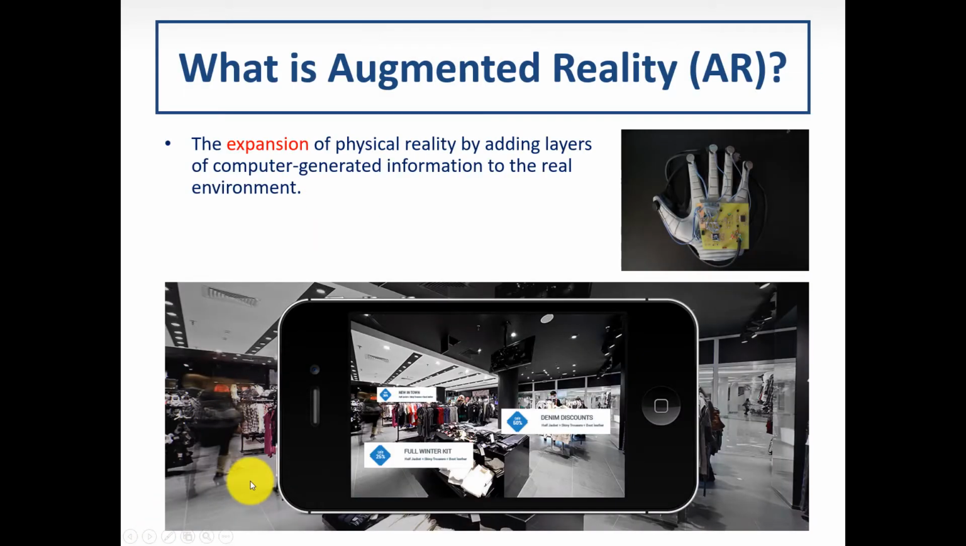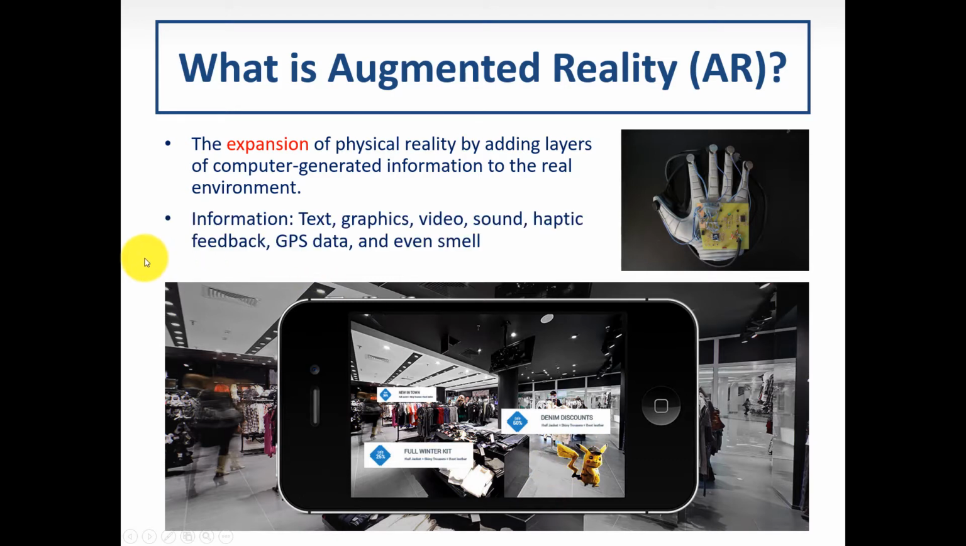So let me show you what augmented reality is. It's basically an expansion, an enhancement of the real world. Just like in this case, we have a phone, we have the reality, the store, and here we get additional virtual information telling us about denim discounts and full winter kit, and who knows, maybe a Pokemon that is hiding behind these clothes. The information can come, of course, in the form of text, graphics, video, but also sound, haptic feedback, so really tactile, GPS data, and even smell.